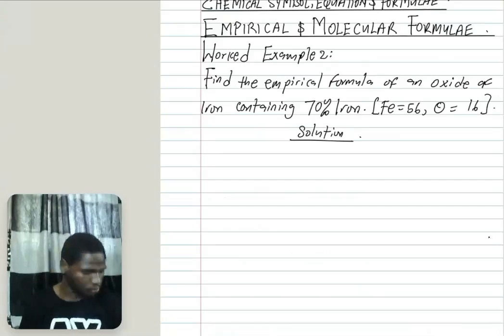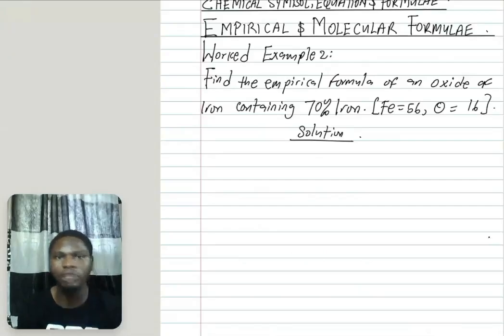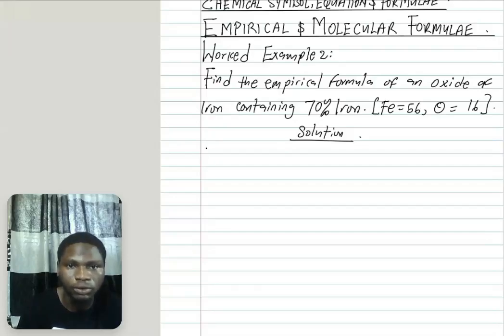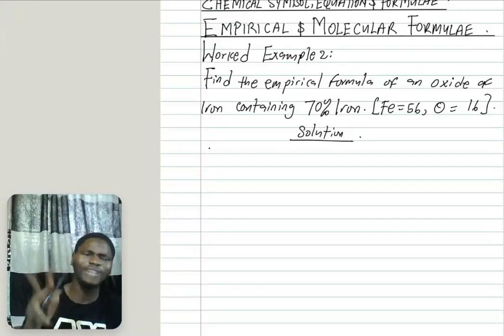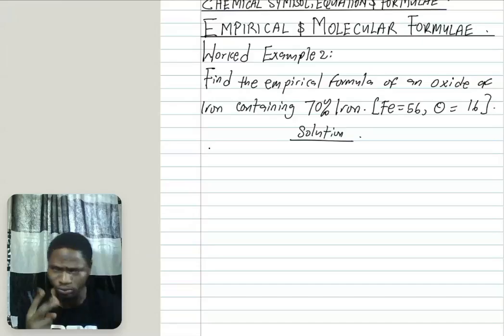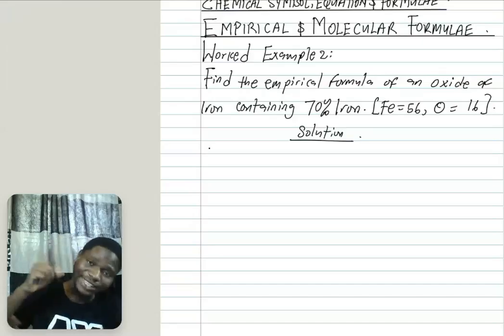Okay, let's solve this question. Worked example 2. Find the empirical formula of an oxide of iron containing 70% of iron. So remember, see what we have. Firstly, an oxide of iron has how many elements? Two. Iron and the oxide. The oxide there represents oxygen.